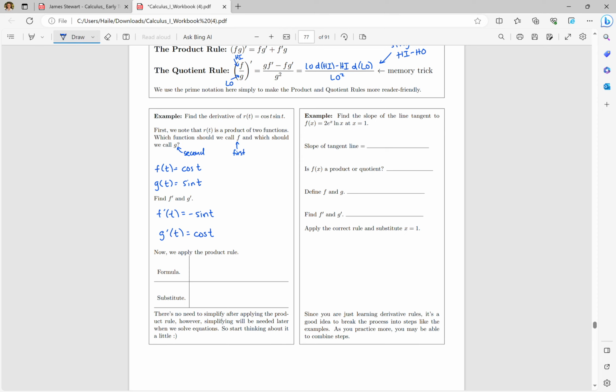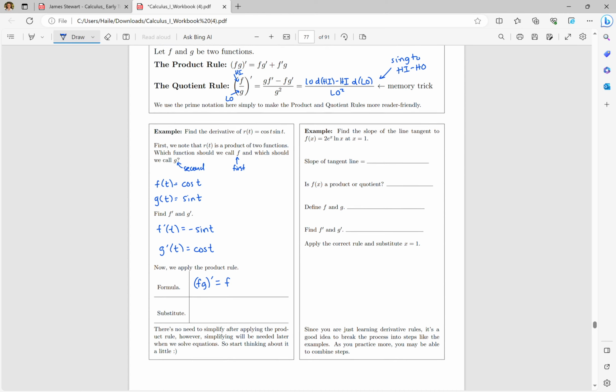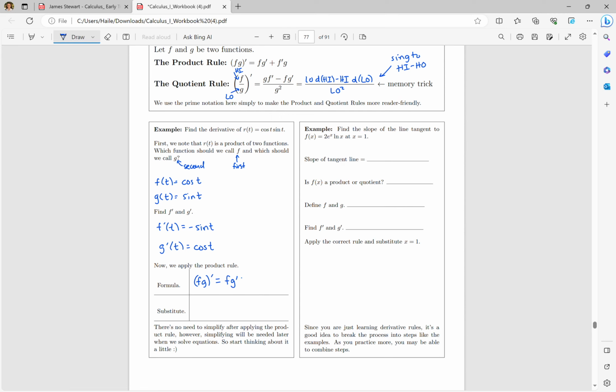And now we can apply the product rule. So first, we're going to write our formula. So we have (fg)' is equal to f g prime plus f prime g. And now we can just substitute in all of our different functions. So we have f is cosine of t, g prime is cosine of t, plus f prime, which is negative sine of t. So I'm going to erase the plus and write a negative. So negative sine of t times g, which is sine of t.